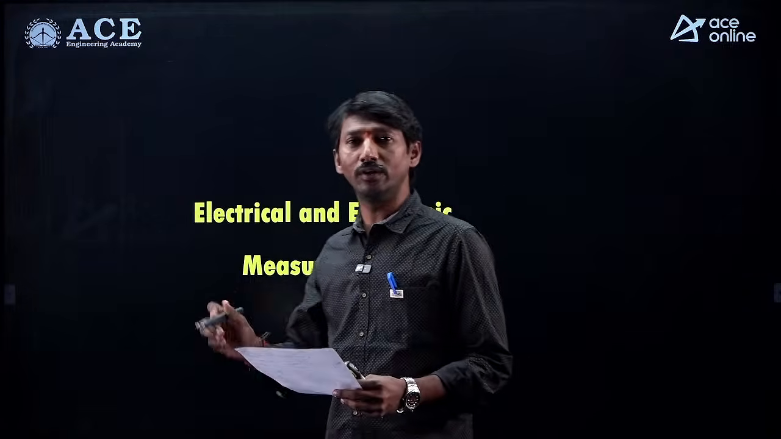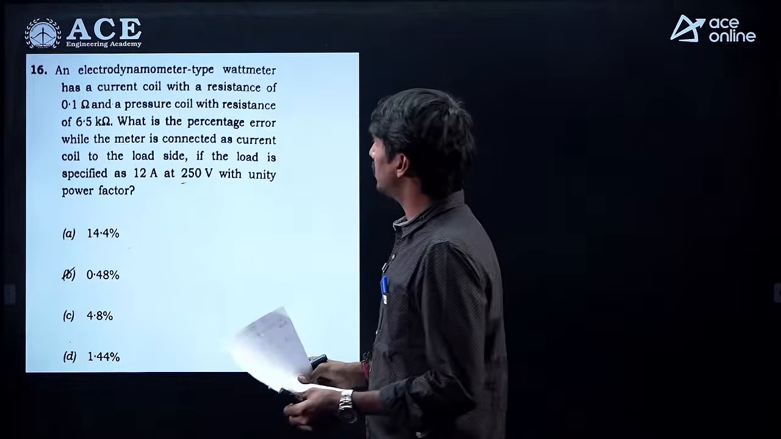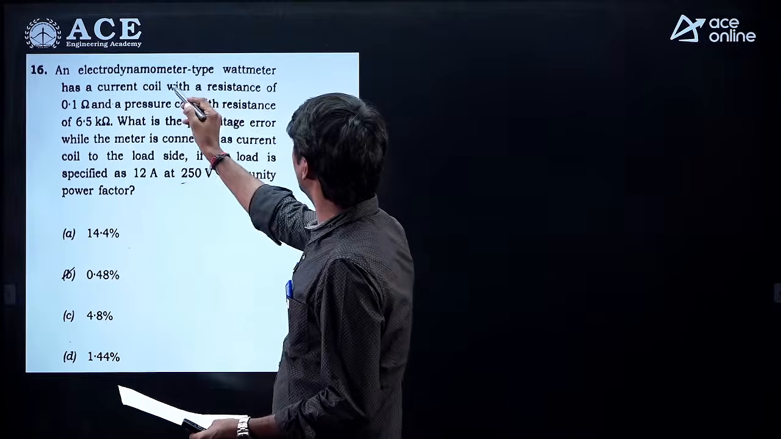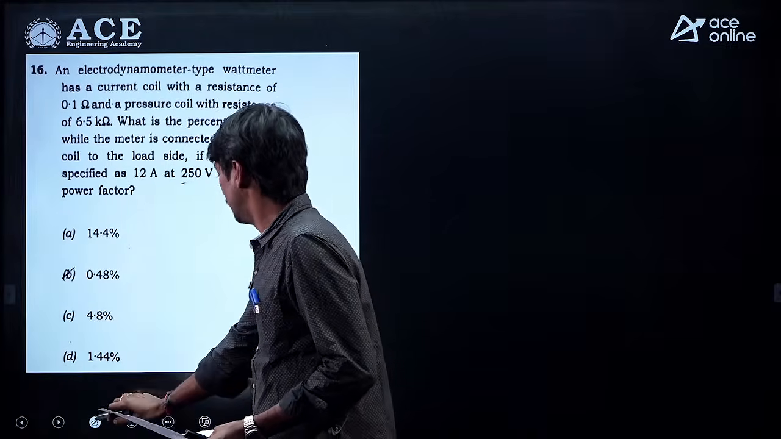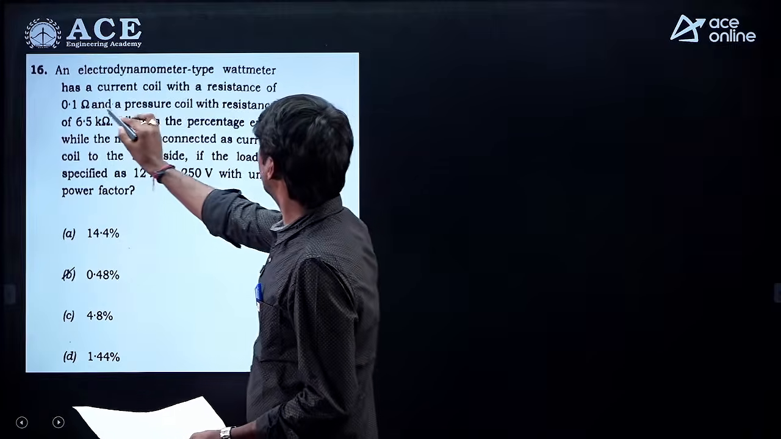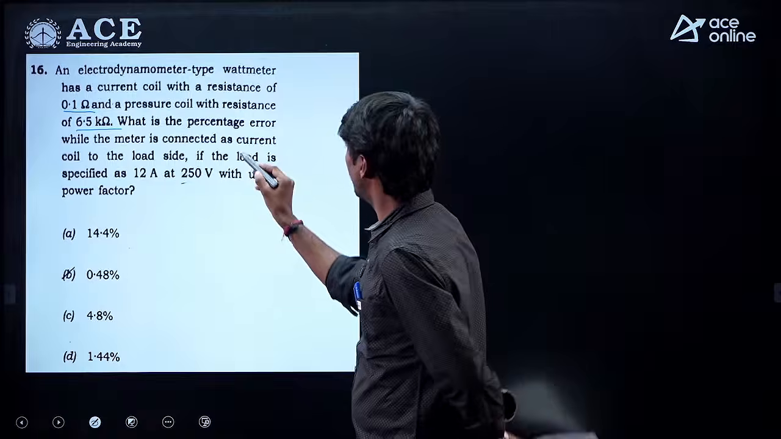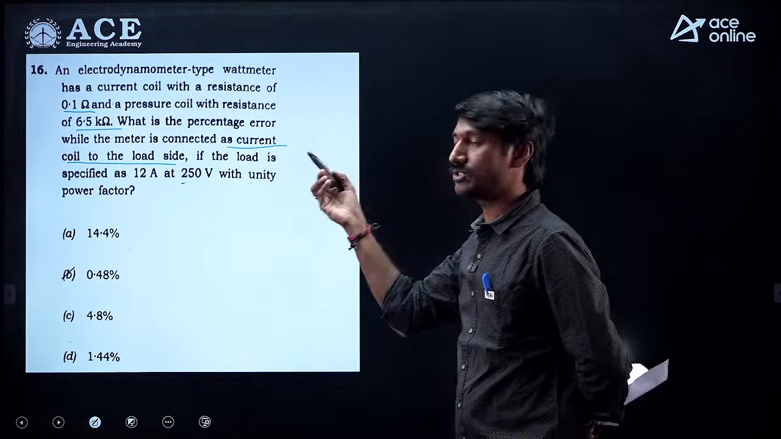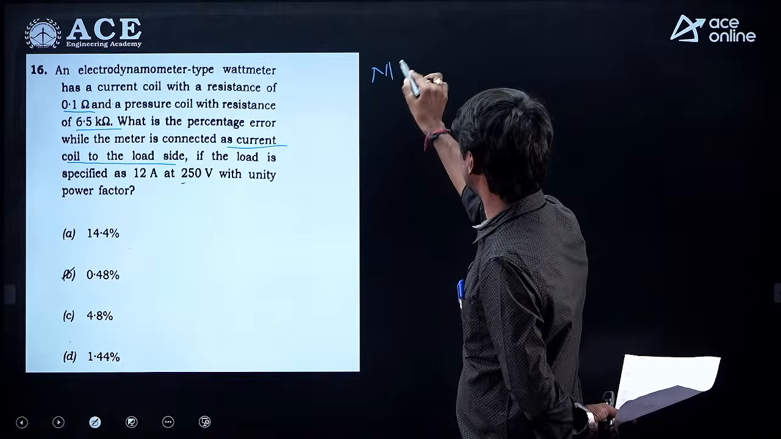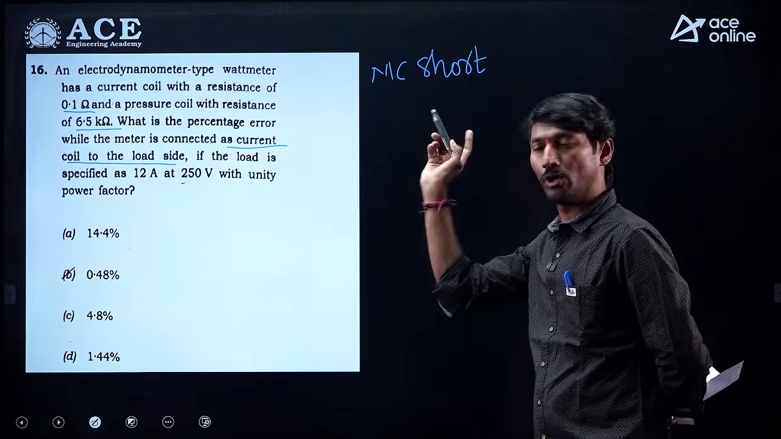Right. Now I am going to give the key of questions from electrical and electronic measurements. The question here is, in an electrodynamometer type wattmeter, current coil resistance is given, potential coil resistance is given, and the current coil is to the load side. Current coil is to the load side means you need to understand that it is the short connection. Current coil is on load side.